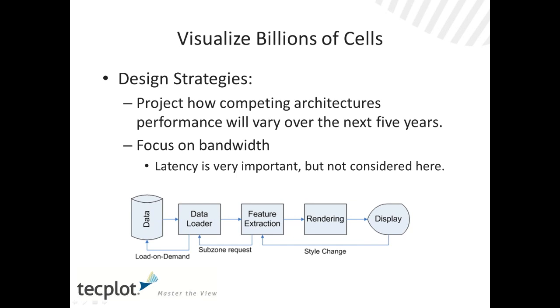configurations, computing configurations. So as part of this, we're really focusing on bandwidth. Latency is the second component that you have to deal with, but latency is not going to be considered generally here. So in general, just a quick look at the visualization pipeline along the bottom here. First you have to load the data, and then you do some sort of feature extraction. It may be an isosurface, it may be a stream trace, or it may be a more complicated feature like a vortex core, and then you render it, and that goes to the display.